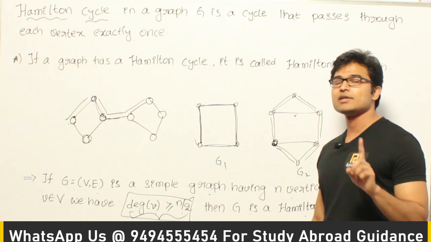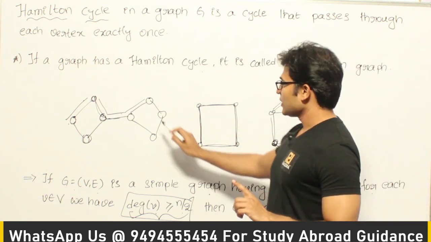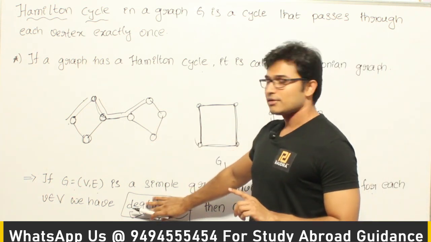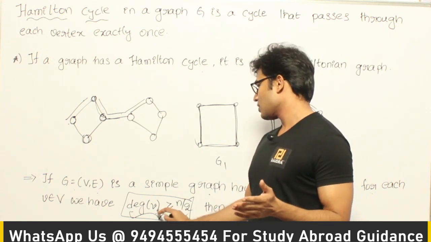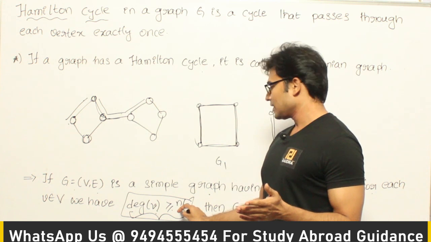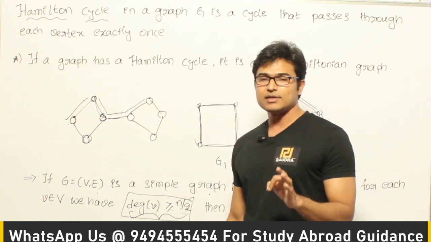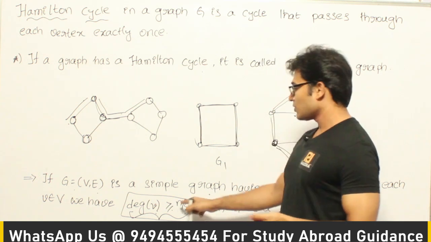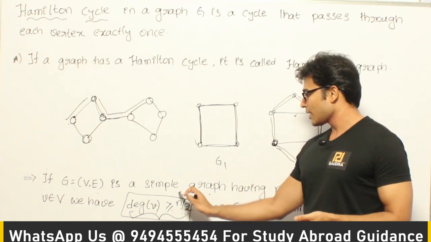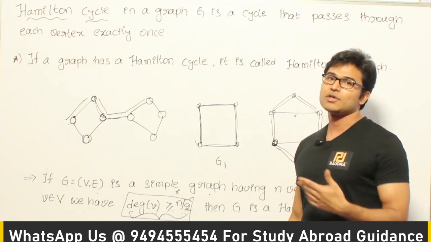So what does sufficient condition mean? It means that if this is there, it is enough. You need not check for anything. If all the vertices have a degree of at least n by 2, then this condition is sufficient to say that the graph is Hamiltonian. But it does not say that if a graph does not have this property, it is not Hamiltonian.